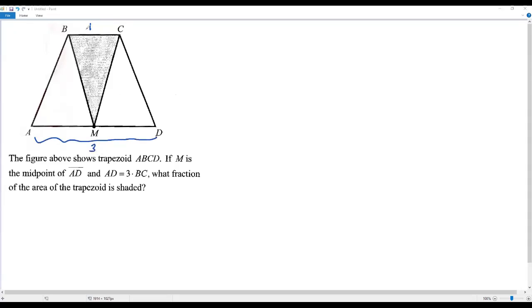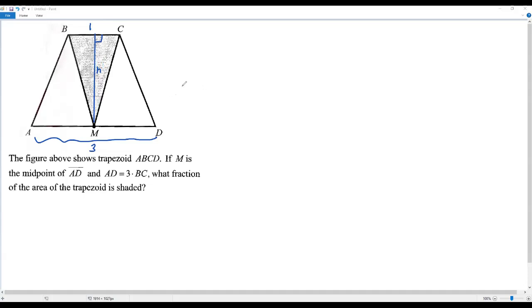Okay, now I'm going to draw an altitude for the shaded region, that is for the triangle BMC. So this is an altitude. Since it's an altitude, it has to be perpendicular to the side BC. And also this is the height of the trapezoid as well. So the line I've drawn over here, which has a length h, is the height of the triangle or the shaded region, and also the height of the trapezoid.